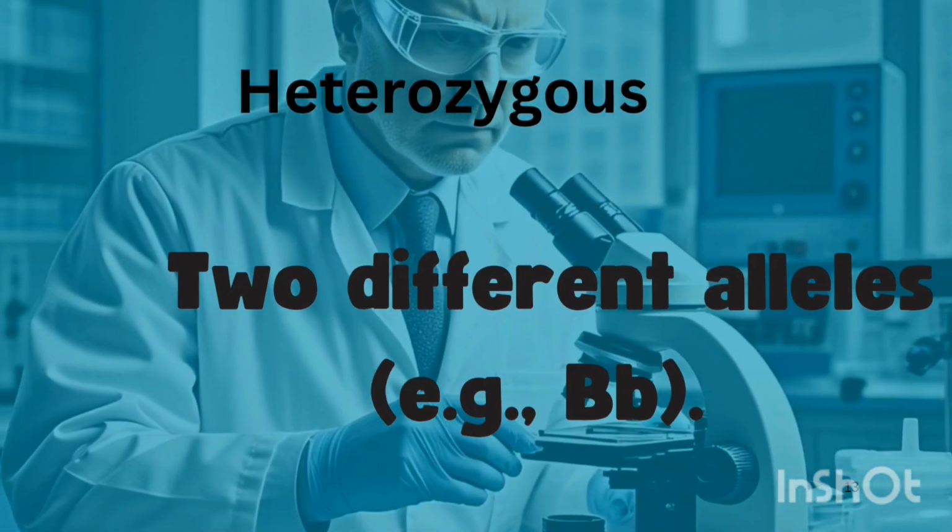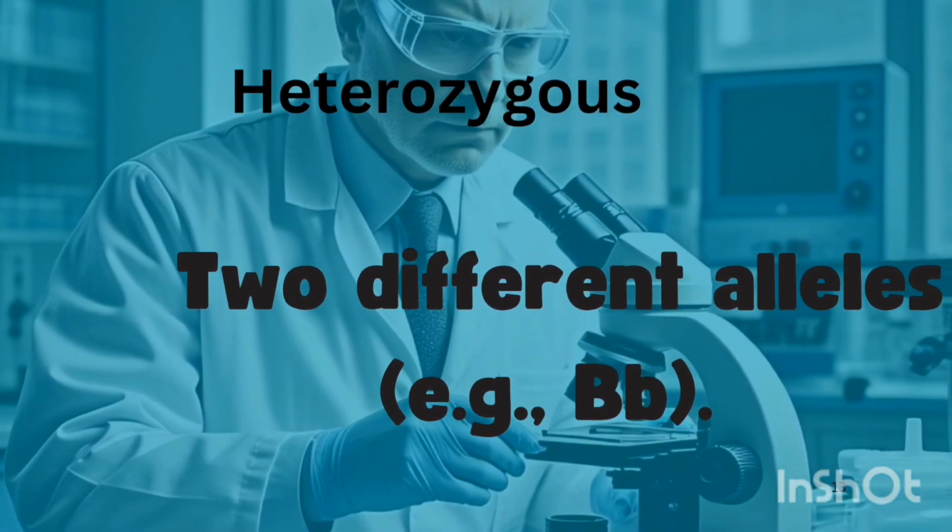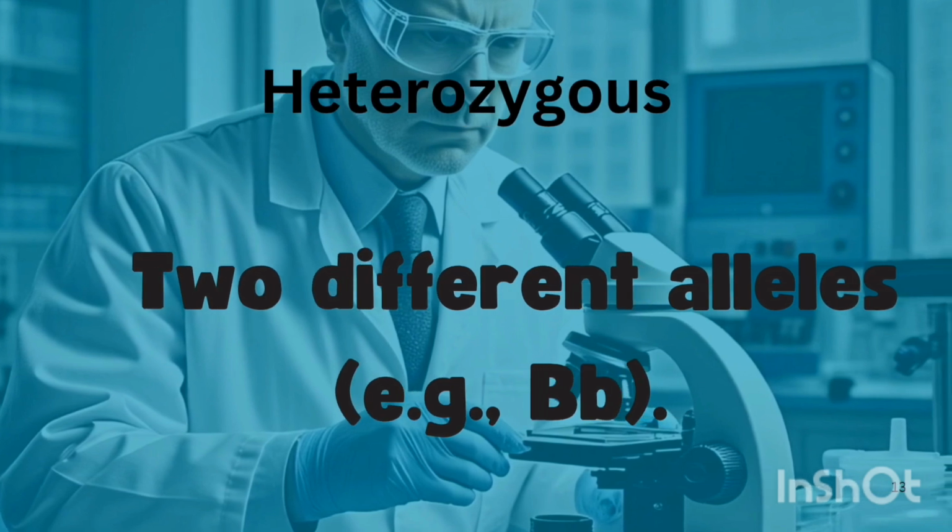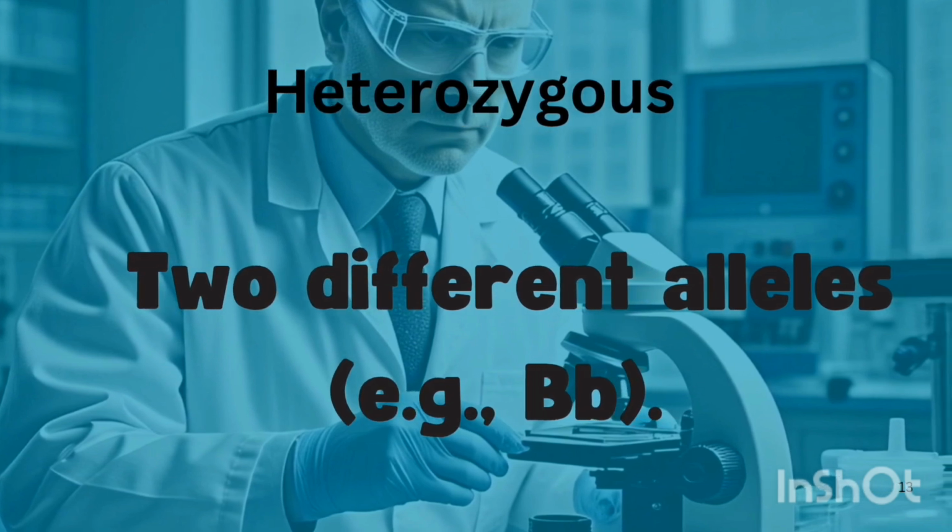Then heterozygous. This is the type of genotype where the two alleles are different, such as one allele being dominant and the other one recessive. For example, we have the capital letter B and the small letter b.